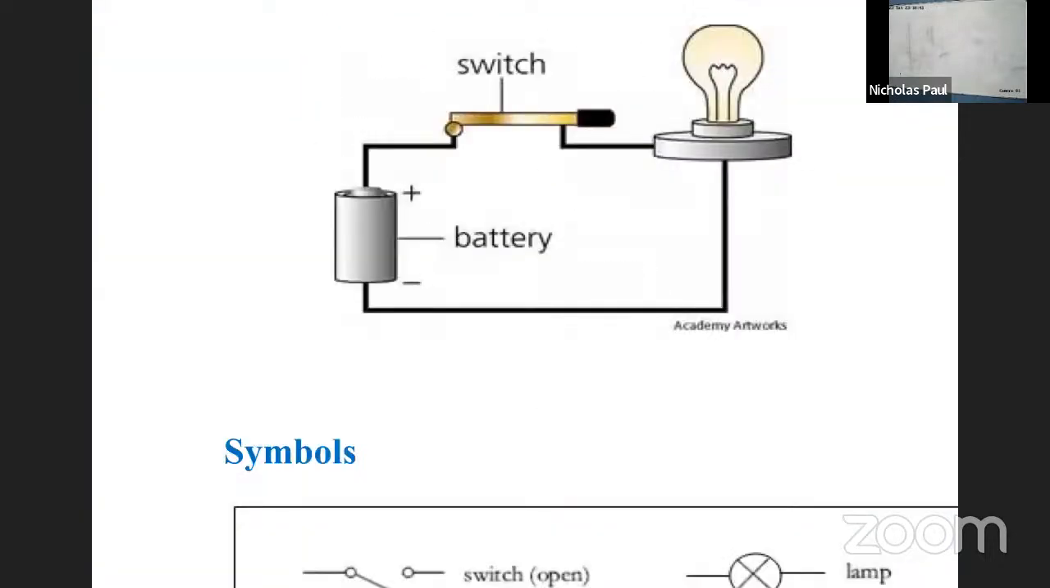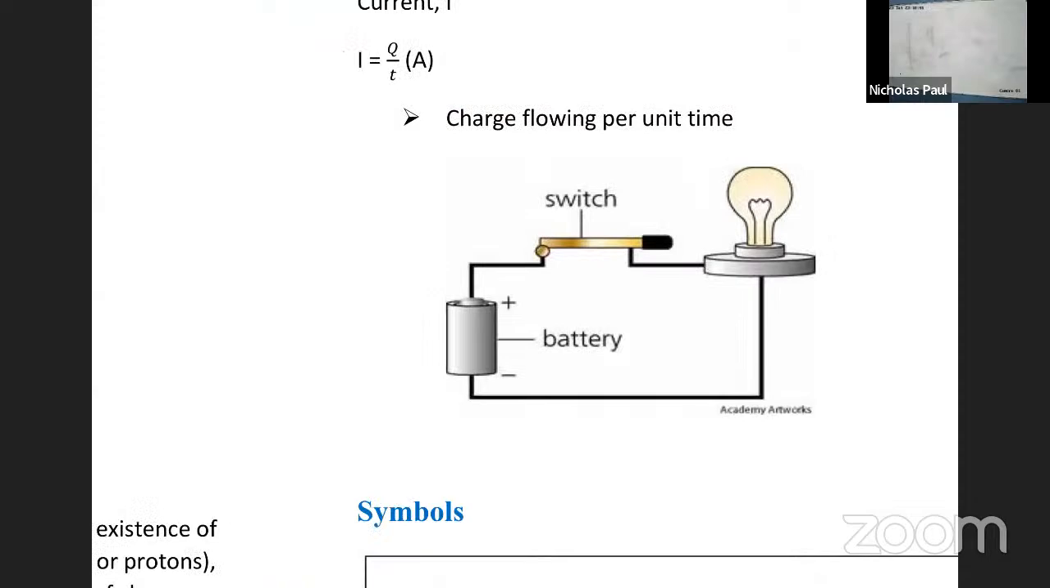Right. Then we talked about current. We said current is charge per unit time, which is Q on T. Current, and the SI unit is amperes, right?